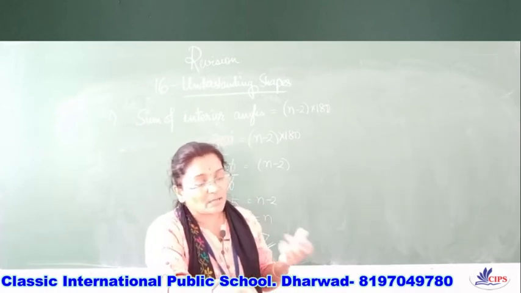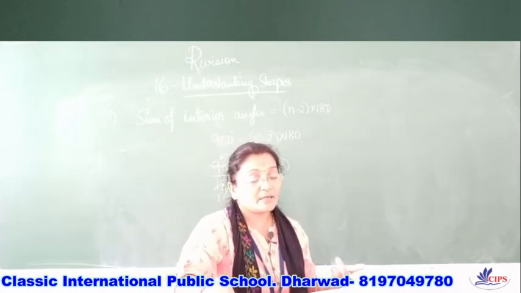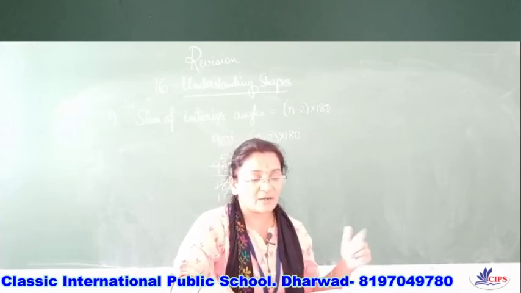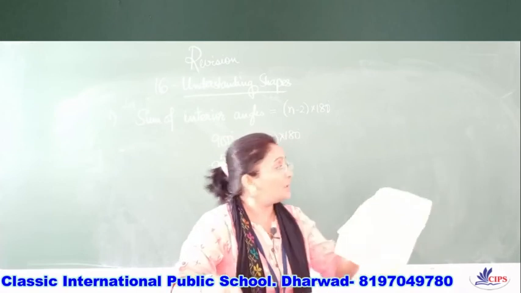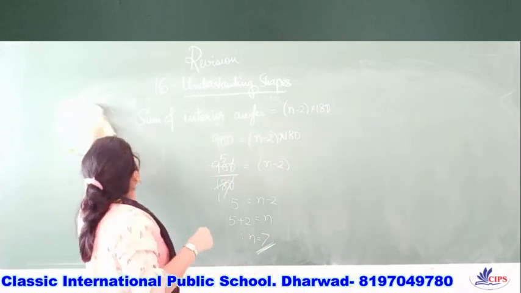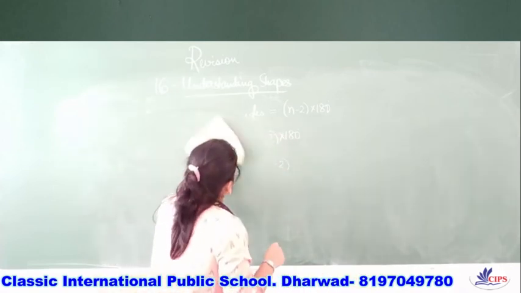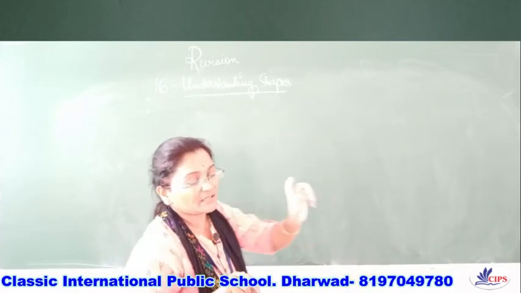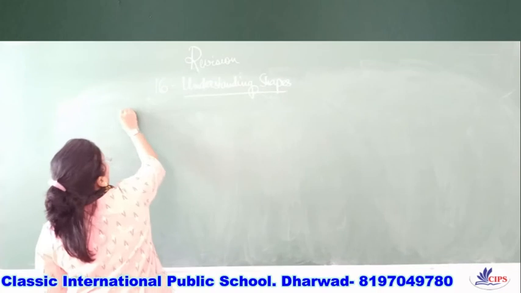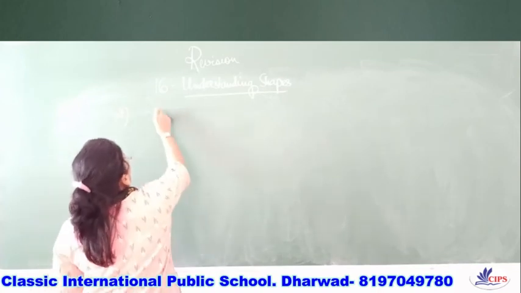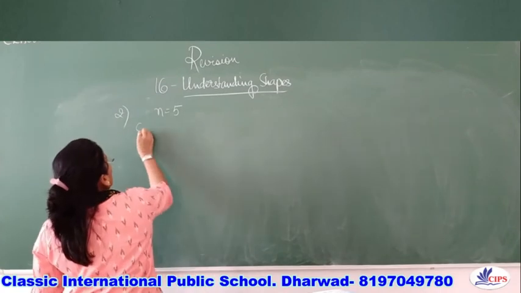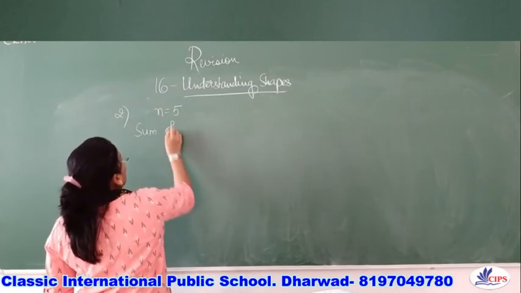We don't know the sum of interior angles, isn't it? But we know the number of sides. So using the number of sides, let us find the sum of interior angles first. So I'll erase this sum. This is the 14th sum of exercise 16A and this is our second sum in this session. Now here we know that it's a pentagon, so n value will be 5.